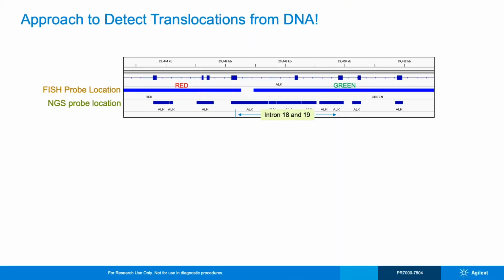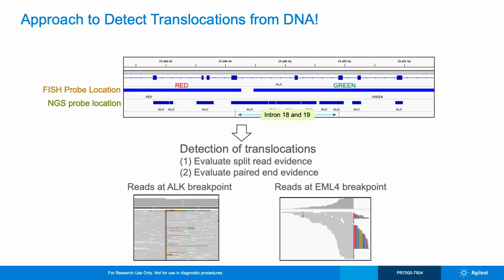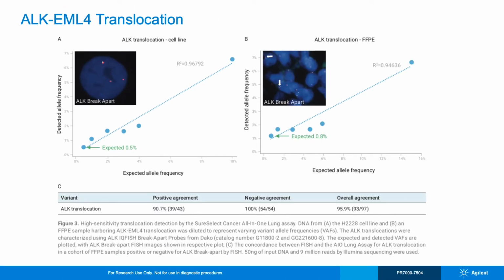The All-in-One assay includes a probe design targeting recurring breakpoints in genes of interest, coupled with an algorithmic approach utilizing multiple lines of evidence to detect rearrangements. Here we show how translocation breakpoints may be better characterized using NGS than FISH, since breakpoint locations can be identified at the base pair level. Multiple NGS probes target the same region compared to a single FISH probe. This data shows approximately 96% overall concordance in identifying an ALK rearrangement at various variant allele frequencies using the Agilent SureSelect Cancer All-in-One Lung Assay on a high-quality cell line and an FFPE-derived sample.